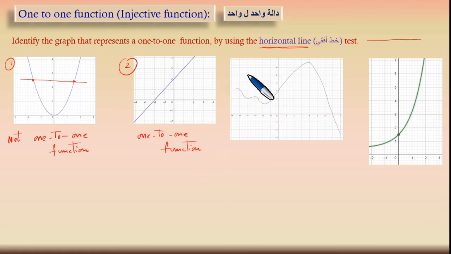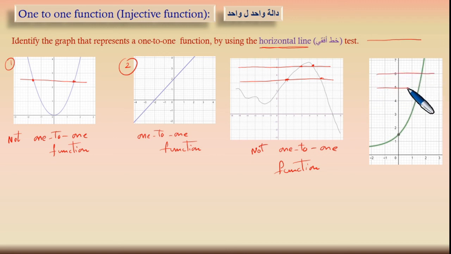So one more example here. Anywhere you draw the straight line, is it touching 2 points? Yes. Here it's touching 2 points, here also touching 2 points. Therefore, it is not a one-to-one function. Now see the last one. Here, is it touching 2 points anywhere in the graph? Nowhere, right? So everywhere the horizontal line touches only at 1 point, then it is a one-to-one function. This is a one-to-one function.